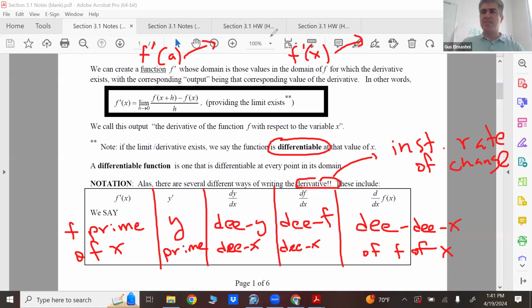So let me explain these, because the notation can be a little confusing. f prime of x.